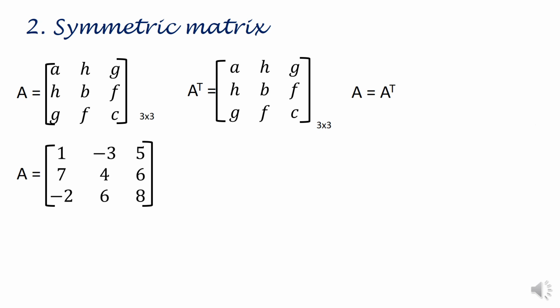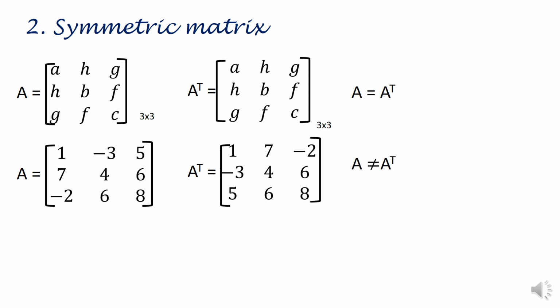Now take this example. A is another given matrix containing these elements. Find out the transpose of A, that is A^T. You find that the transpose comes out to be so by converting the rows into columns. What do you see over here? You see that the order of A and A^T are the same, but the corresponding positions of the elements are not the same, as you can observe over here. Thus, A and A^T are not equal. Thus, A is not a symmetric matrix.